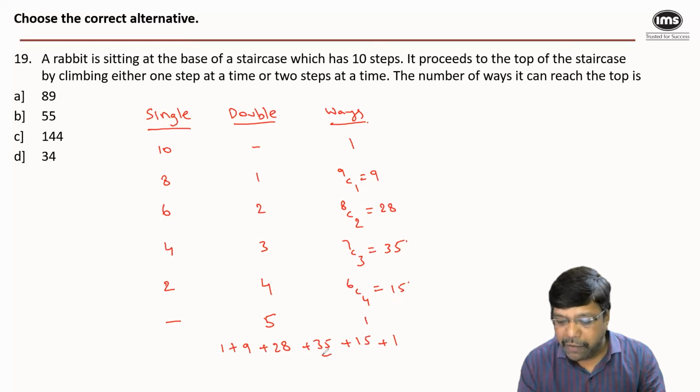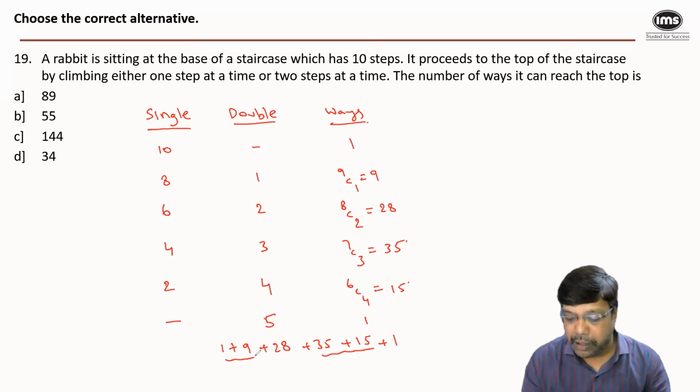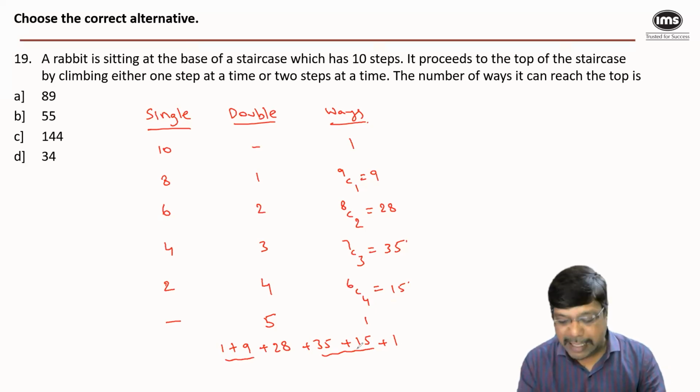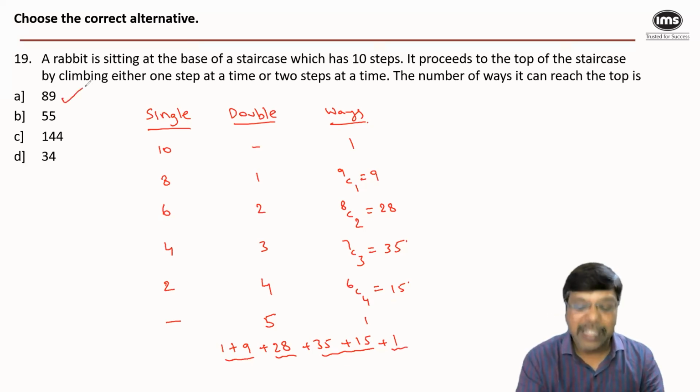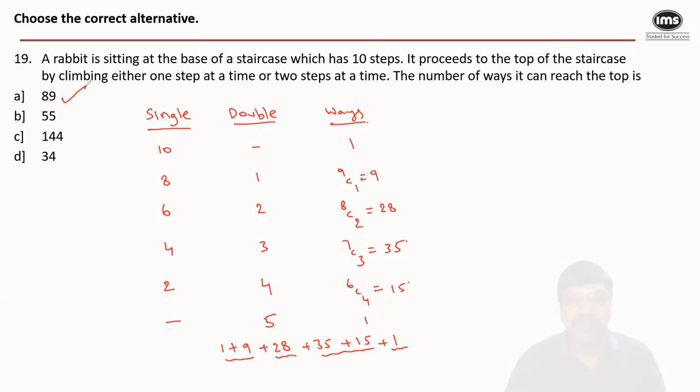Now 35 plus 15 is 50. 1 plus 9 is 10. So 50 plus 10, 60. 60 plus 28, 88, plus 1, 89. Answer option A.